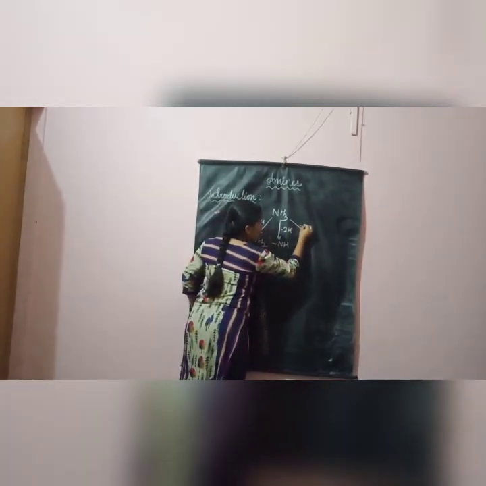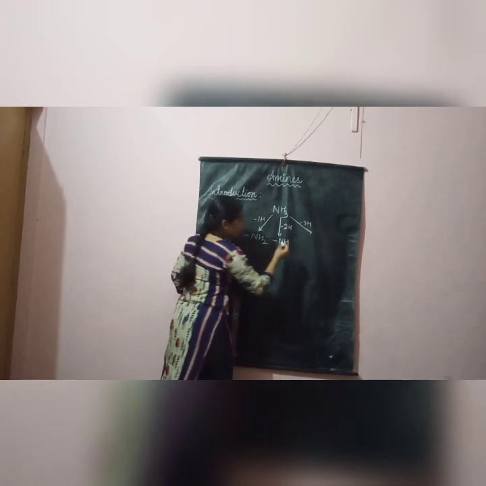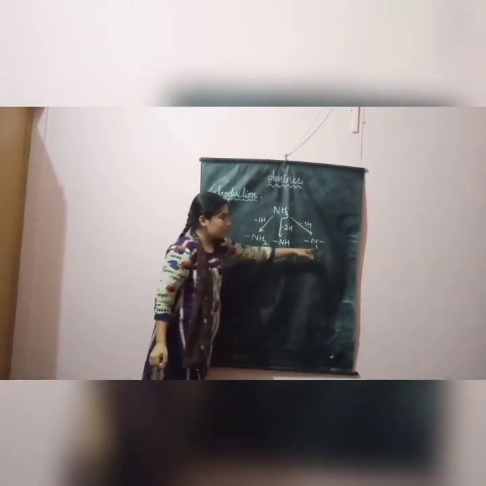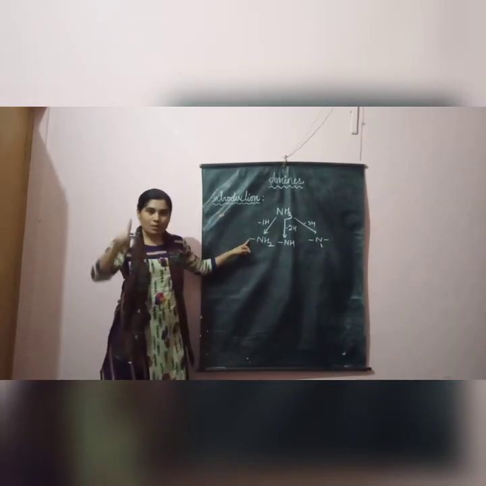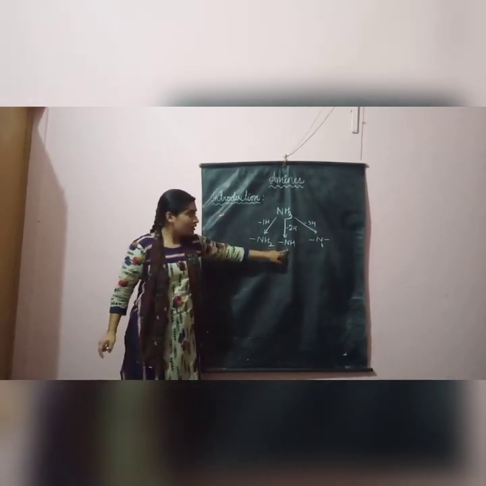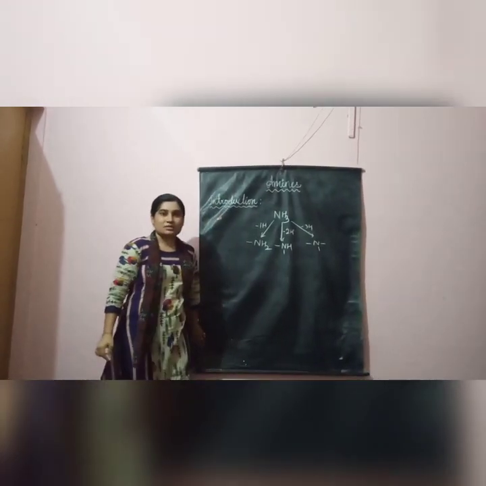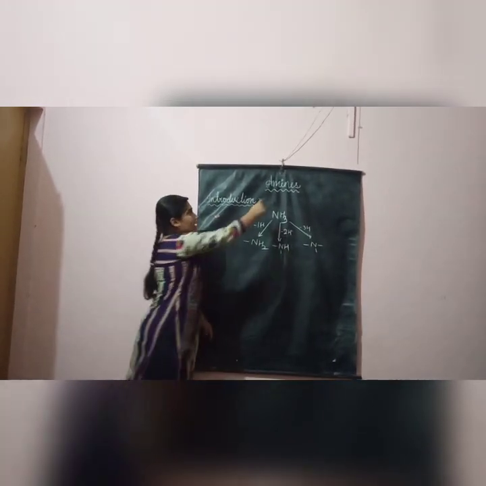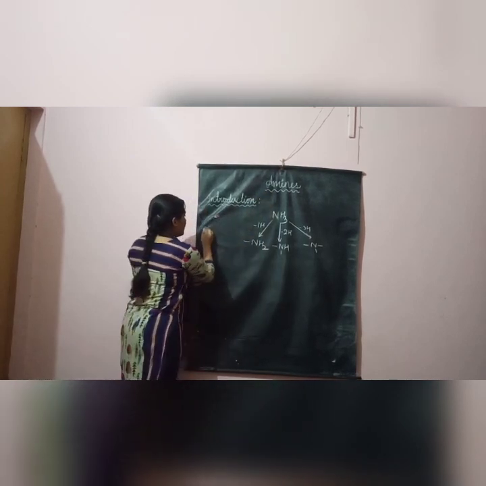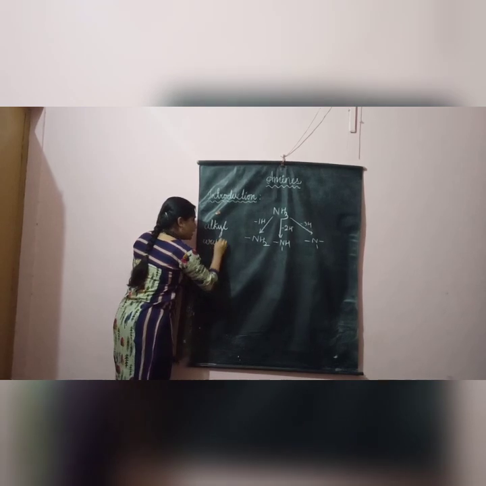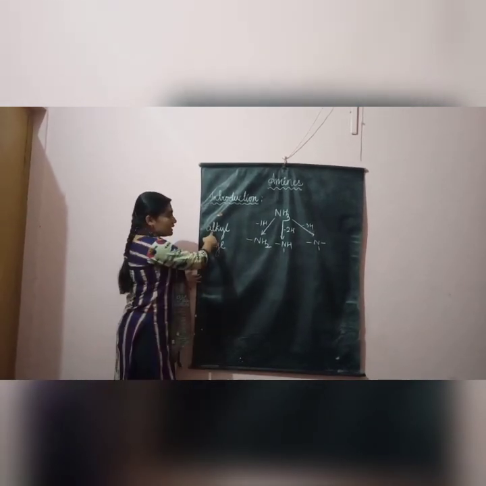Next, I have 3 hydrogens, right? So I can also remove all 3 hydrogens. So what is left now? Only N is left with 3 empty spaces. Here I have 1 empty space. Here I have 2 empty spaces. Here I have 3 empty spaces. These empty spaces in amines are replaced by an alkyl or aryl group.